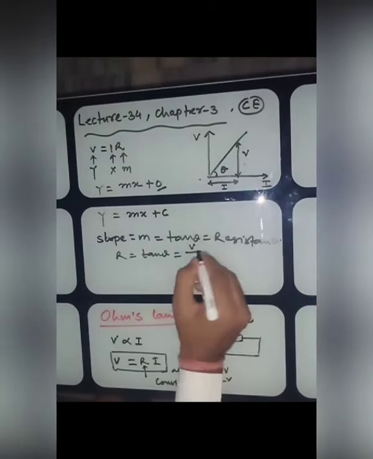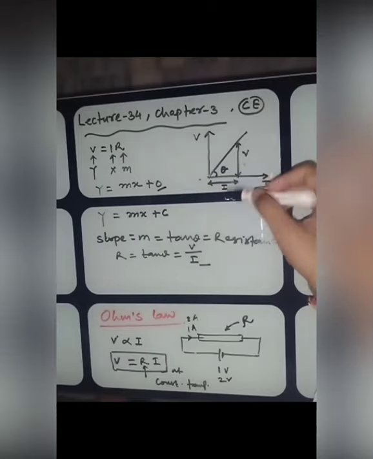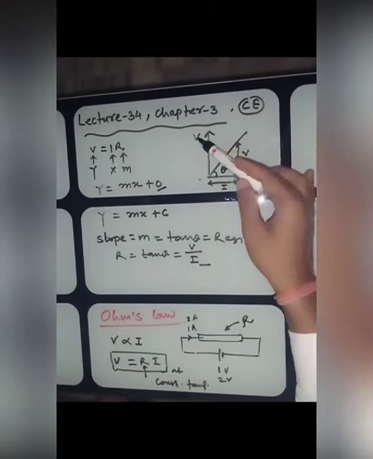In this way, if you have a question in which the graph makes 30° and you are asked to find the resistance, then if the y-axis is the voltage and the x-axis is the current, the resistance will be nothing but tan theta, that is, tan 30° will be the resistance. Okay, my dear student. Now next.